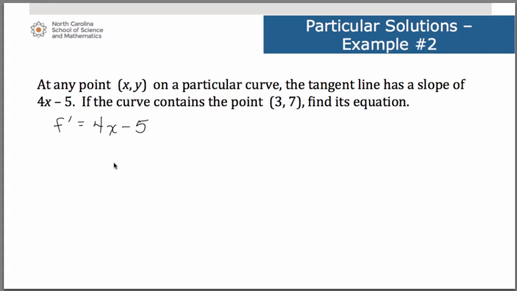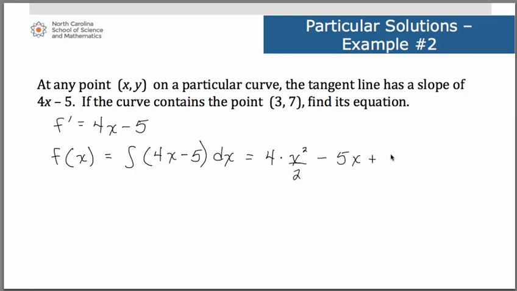So if I want to find the original curve, my original function f of x is simply going to be found by taking the antiderivative of that derivative. Again, notice how I'm setting this up. This is considered the correct and proper mathematical notation for setting up a problem such as this. Antiderivative of 4x, we're going to keep the 4, multiply it by x squared over 2, minus 5x plus c. Now you know the point 3, 7 is on the curve. Let me go ahead and simplify this a little bit before we move on.